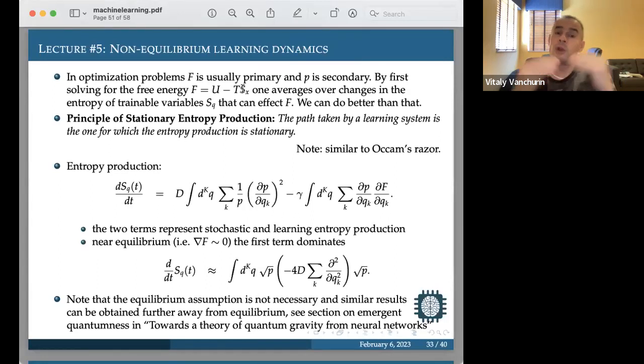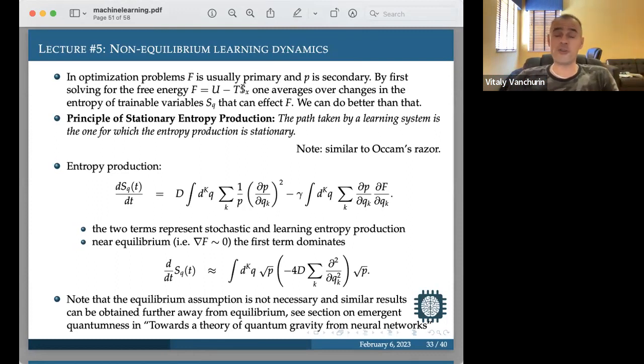Now, but you have to understand that S was just the entropy of the non-trainable variables. And this is not all. There are also trainable variables. So it only makes sense for us to consider non-trainable variables and forget the trainable ones if we freeze the training, if we are only looking at how the network evolves without training.